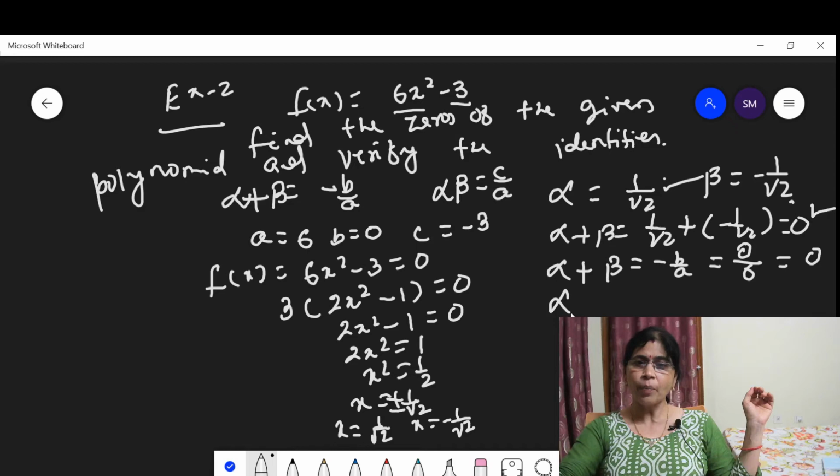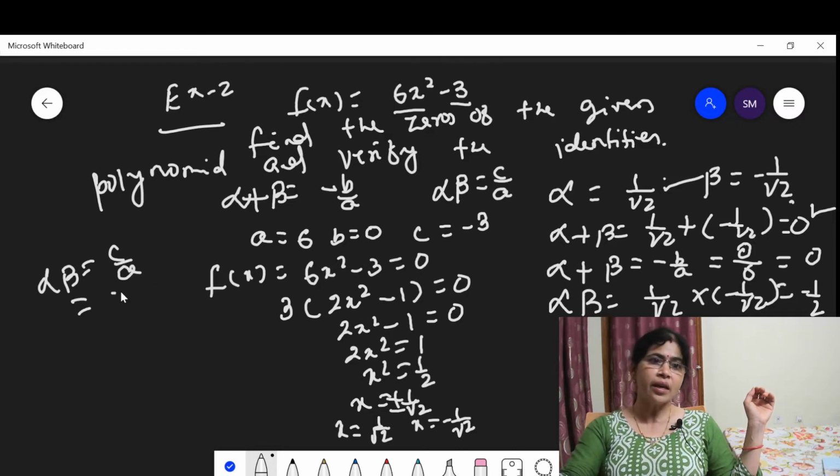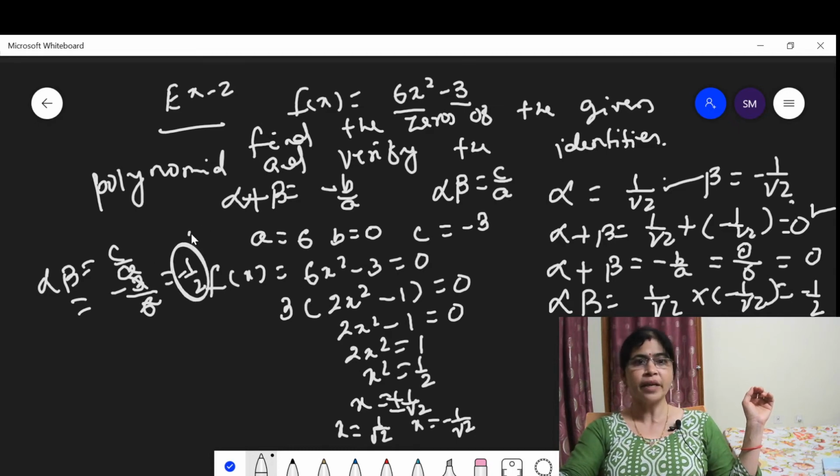Then next, alpha into beta is equal to 1 upon root 2 into minus 1 upon root 2, which is equal to minus 1 upon 2. Then according to the formula, alpha into beta is equal to c upon a. Here c is minus 3, a is 6. Then this is equal to minus 1 upon 2. Here we get alpha into beta is minus 1 upon 2.